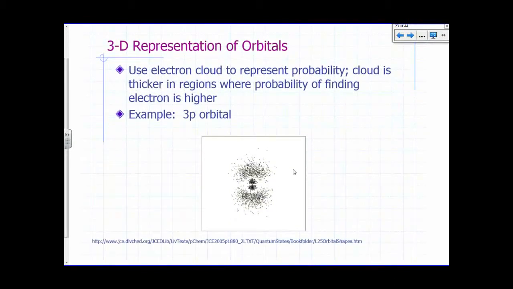You can use three-dimensional representations to help you visualize the probability of finding electrons around the nucleus. One way you can do that is by drawing what's called an electron cloud. So here's an example of a representation of a 3p orbital. You can see the way this is sketched is where the cloud is thickest, you have a high probability of finding the electron, and where the cloud is very thin, you have a low probability of finding the electron.